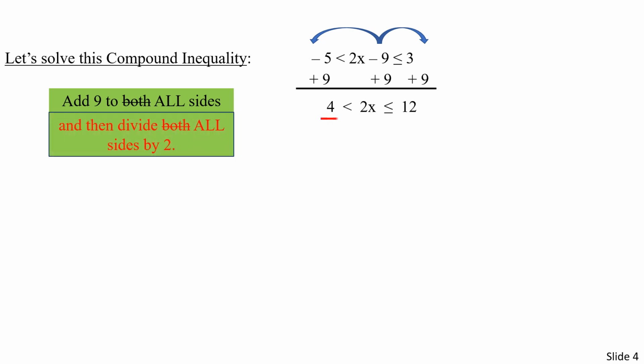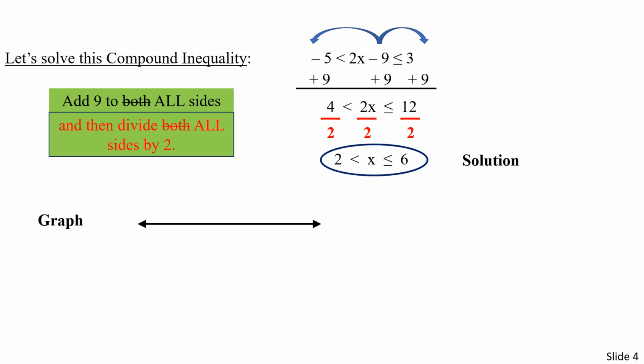Now we're going to divide not both sides, but all sides by 2. 4 divided by 2 is 2. 2x divided by 2 is x, and 12 divided by 2 is 6. So there's our solution. 2 is less than x, which is less than or equal to 6.